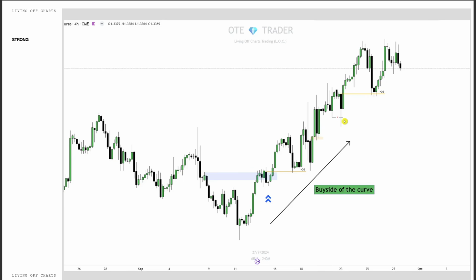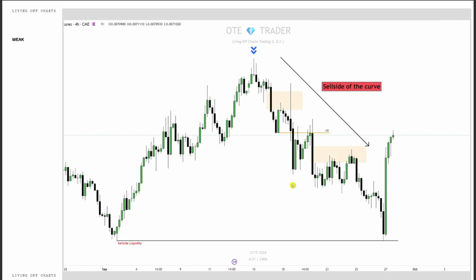It does the purge and revert signature, and again forms a bullish order block. So we're still clearly on buy side of the curve here. So what do we want to do? We want to pair up a strong currency, which is the pound here. We want to pair it up with a weak currency, right?